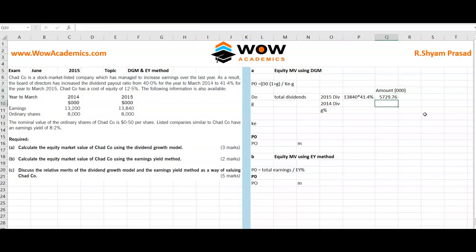We have got our D0 here, but we do not know our g. g is the growth in dividend, which is the dividend growth from 2014 to 2015. This is the dividend for 2015. We have to do the same for 2014 and find out the total dividends in 2014. The number again would be 13,200 into 40%. That will give us the answer.